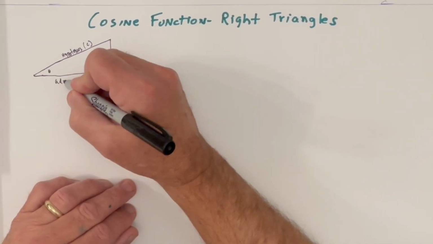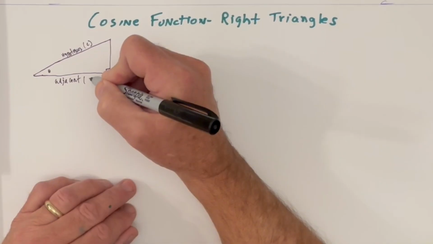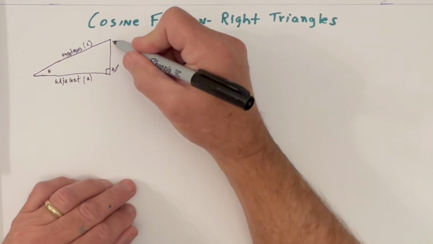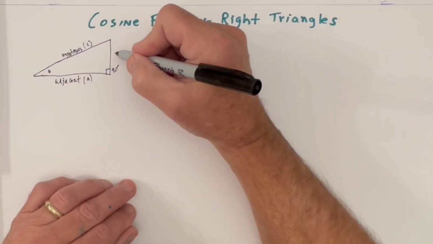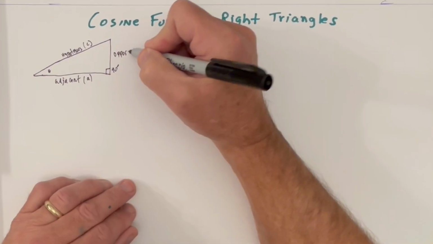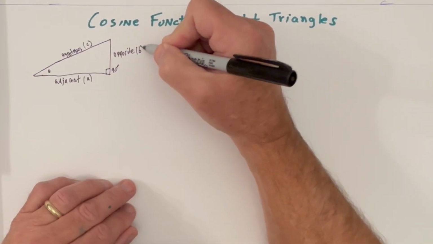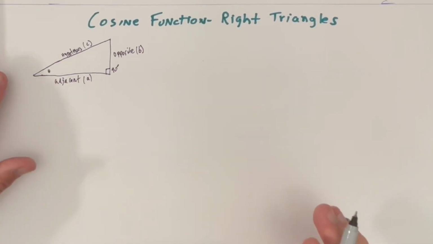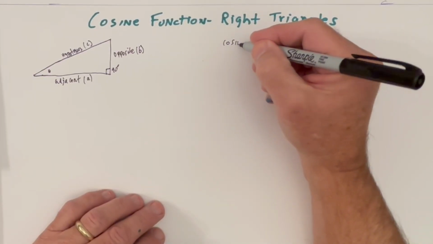So let's just call this the adjacent side, and then we're going to label that A, of length A. And then this last side right here, opposite the 90-degree angle, we're going to call this the opposite side. And that is going to be of length B. Okay, so now we've got our right triangle. We know where all the pieces are. So let's define the cosine function.